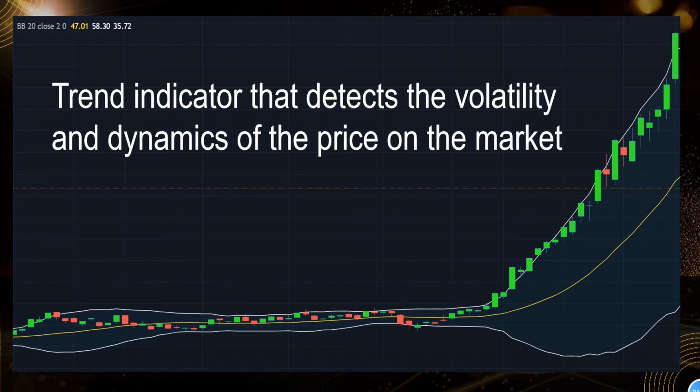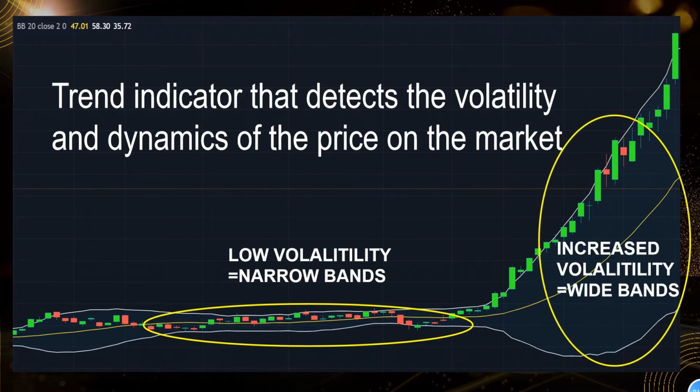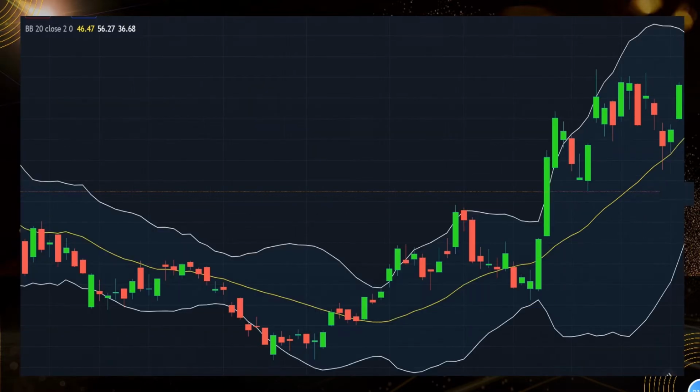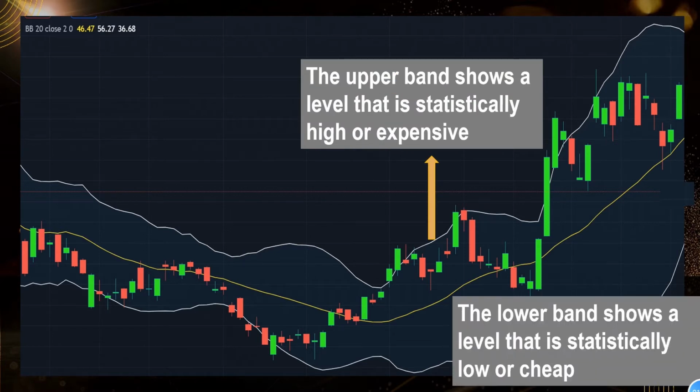The bands contract when the price volatility is low and expand when the volatility increases. During the periods of low volatility, the bands are narrow, while during periods of high volatility, Bollinger Bands expand drastically. The upper band shows a level that is statistical high or expensive. The lower band shows a level that is statistical low or cheap. The Bollinger Bandwidth correlates to the volatility of the market.